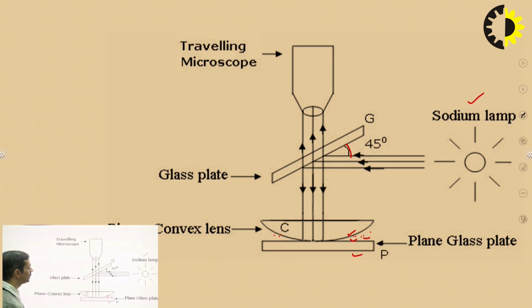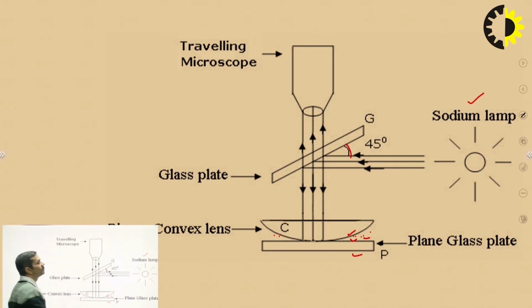We require a plane glass plate and a plano-convex lens for the formation of the thin film, and a light source through which we can illuminate that system. And to see this interference pattern, we require a system.